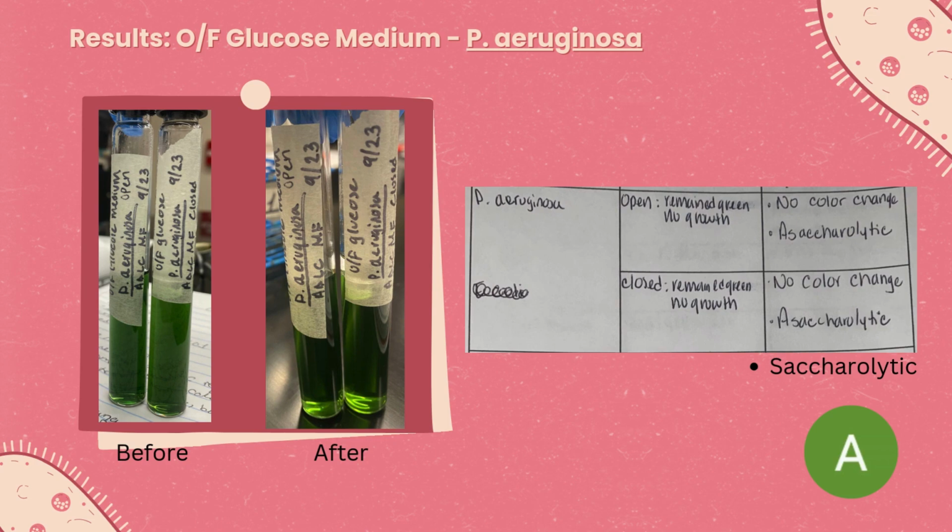The oxidatively or fermentatively glucose tests for Pseudomonas aeruginosa displayed no change as there were no color differences nor any growth that might indicate oxidation or the presence of a facultative anaerobe. Therefore, Pseudomonas aeruginosa was interpreted to be saccharolytic in both open and closed tubes.